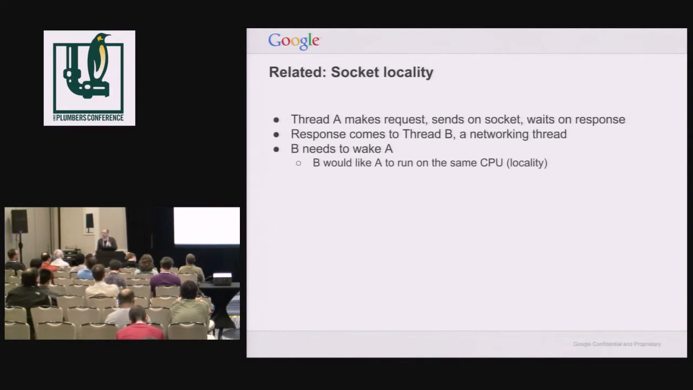And it would really like the client thread to run where the networking thread's running. But it can't, because it has no way of telling the CPU scheduler this, because the moment you do this wake up, it's going to go, oh, I have a nice idle CPU over here, even though the soft interrupt and all the packet processing just happened on the CPU that the network thread's running on.